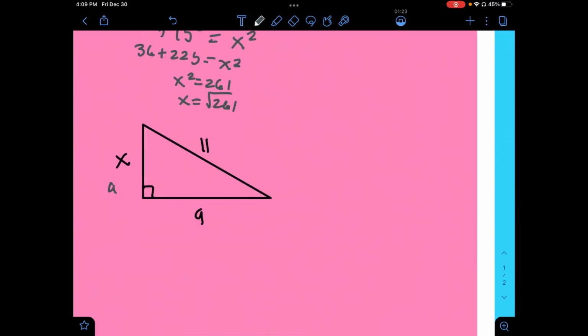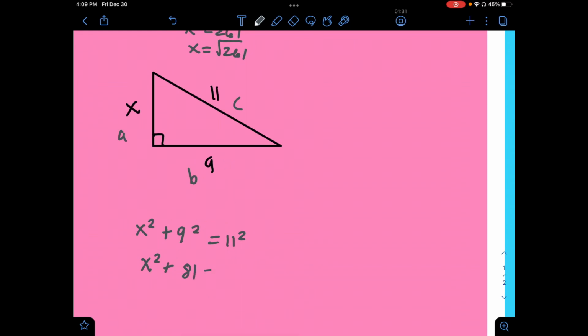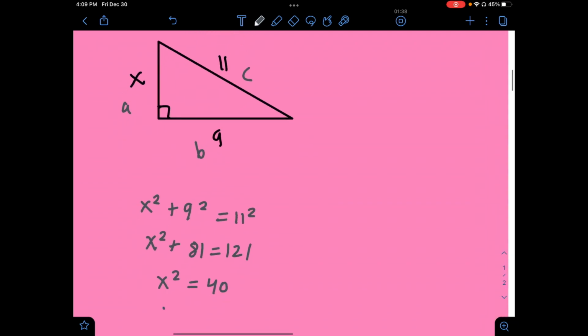Then we can also use this one. So this is our a, b, and c. We're going to do x squared plus 9 squared equals 11 squared. So you get x squared plus 81 equals 121. Subtract 81 to the other side. x squared equals 40. So x is equal to the square root of 40.